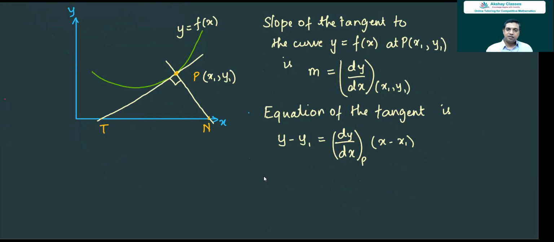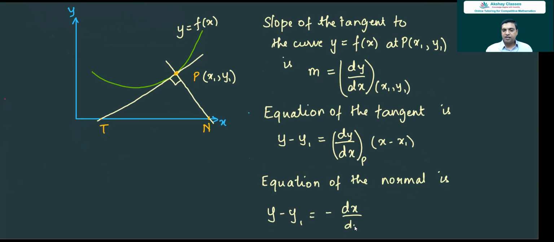Equation of the normal. What will be the slope of the normal? Because the normal is perpendicular to the tangent, the slope of the normal will be minus the reciprocal of the slope of the tangent. So minus dx upon dy. This is the slope of the normal.